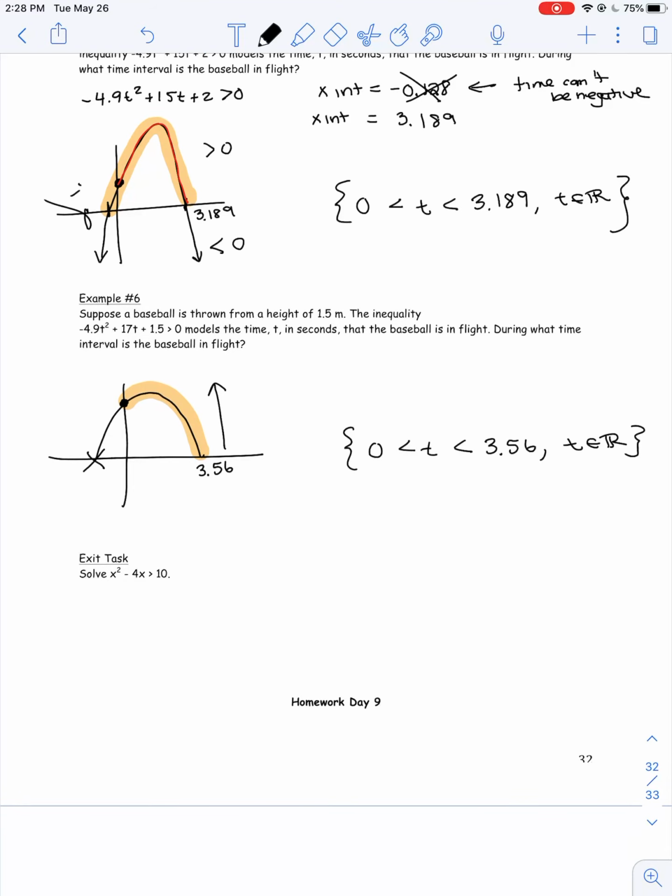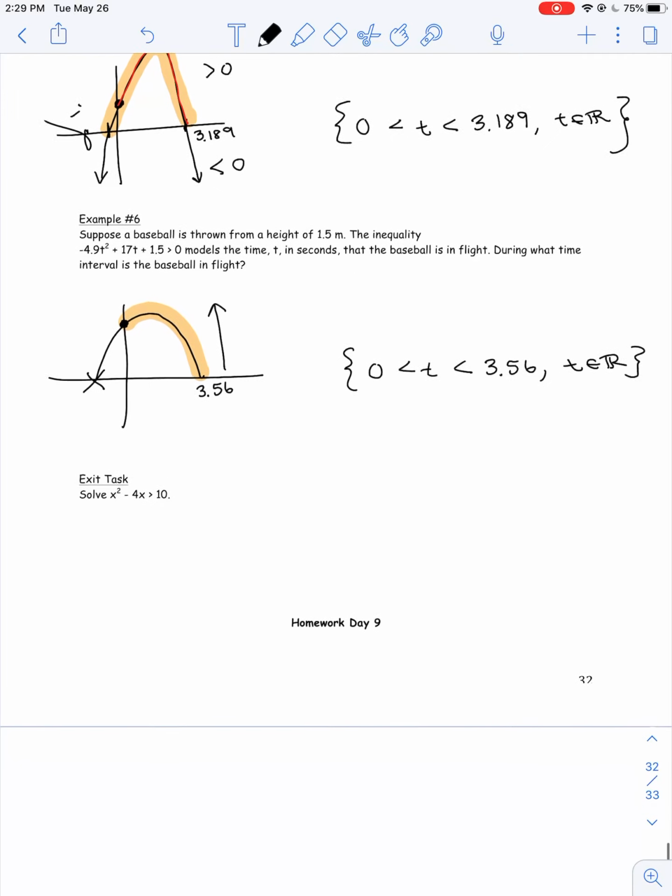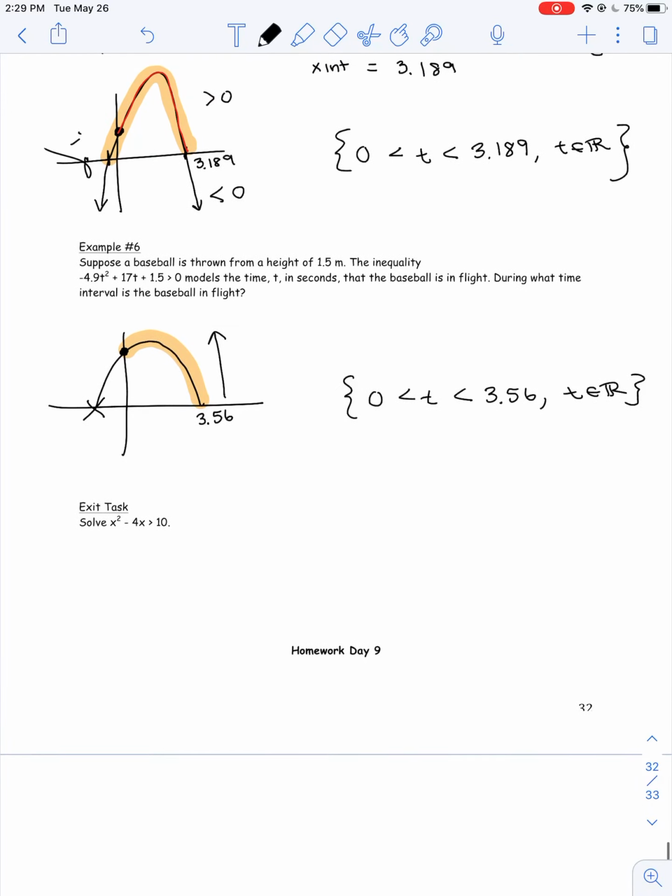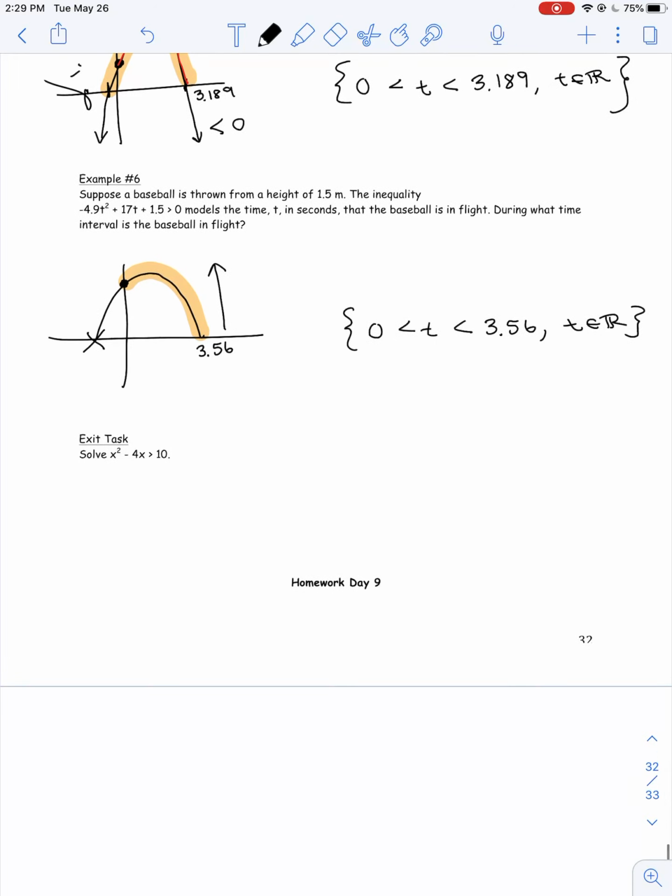You're just looking at the x-intercepts and where the graph is located, meaning above the x-axis is greater than 0, below the x-axis is where it's less than 0. So you'll notice that I did not put these lines underneath. The reason being is there's no line underneath the inequality in the question.